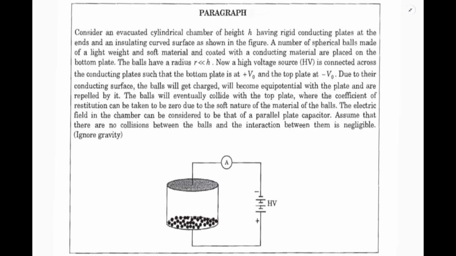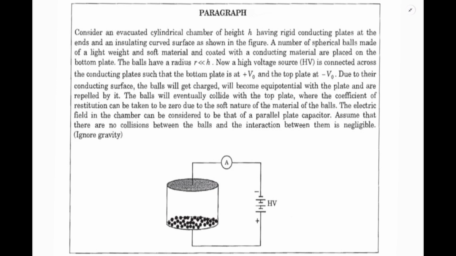A number of spherical balls made of a light weight and soft material and coated with a conducting material are placed on the bottom plate. The balls have a radius r which is less than h. Now a high voltage source is connected across the conducting plates such that the bottom plate is at plus V0 and the top plate is at minus V0.